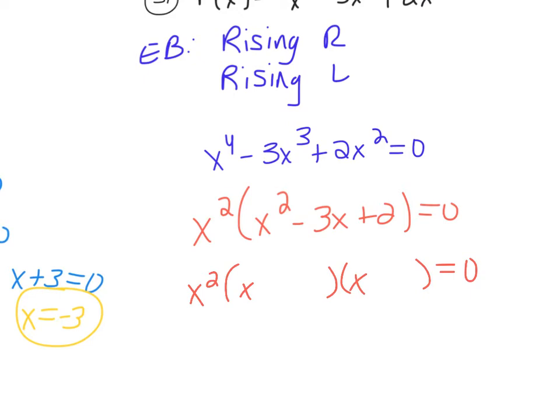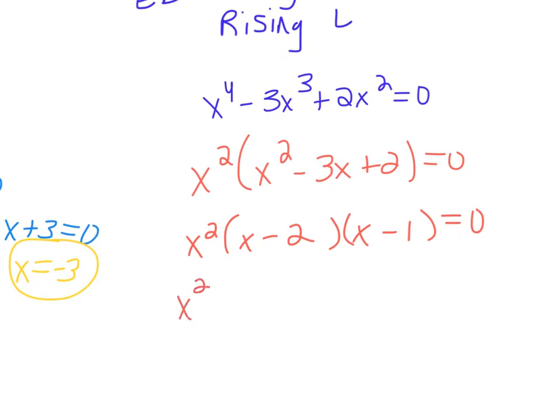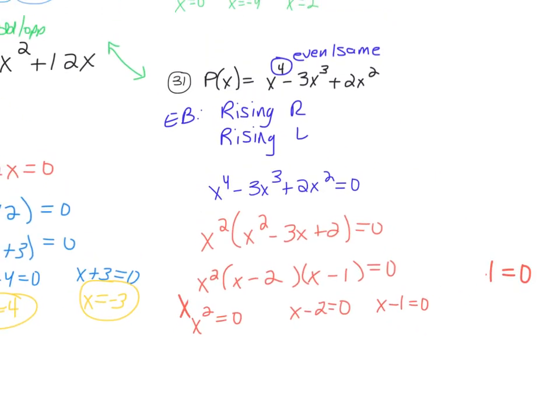Negative 2, negative 1. Good, because two negatives make a positive. So I'm going to say x squared equals 0. X minus 2 equals 0. X minus 1 equals 0. I know Evan did this yesterday because he asked me this question. At the beginning, guys, you can tell how many answers you should have. How many? Why?